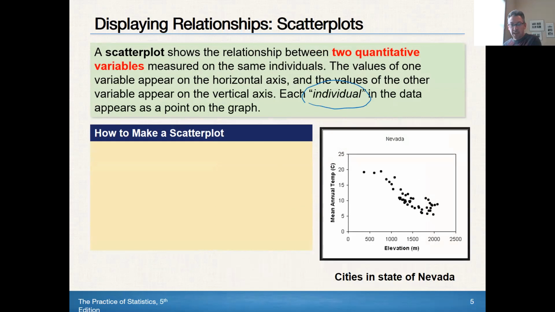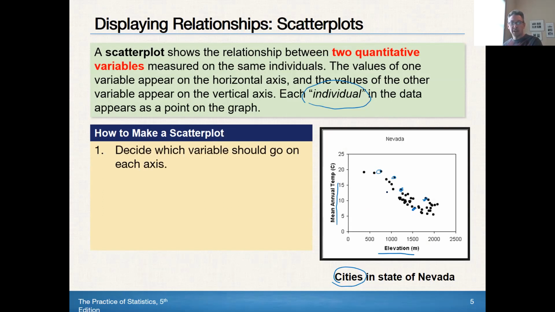So here's a different scatter plot. Now we're talking about cities that are in the state of Nevada, and we're looking at their elevation versus their mean annual temperature. So every city is just showing as a single point. So we've got whatever, 30 or 40 cities plotted here, and we're looking at their elevation versus their mean annual temperature.